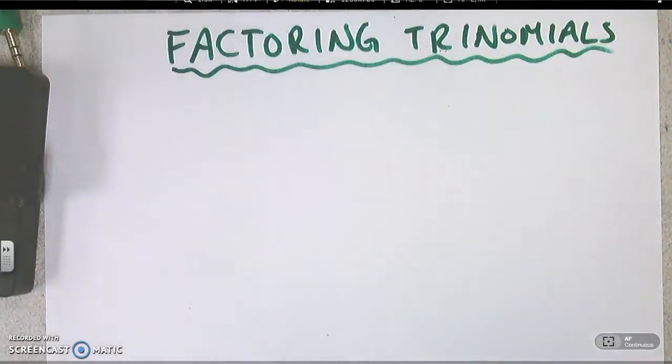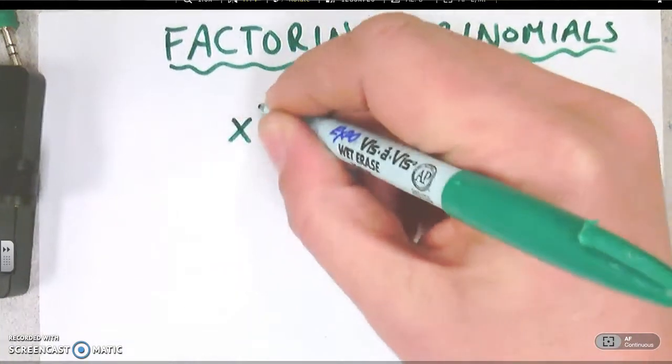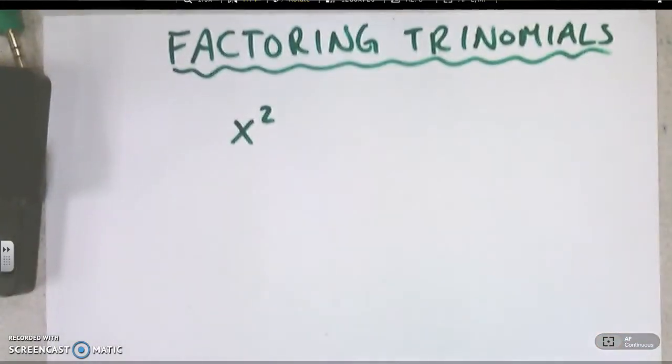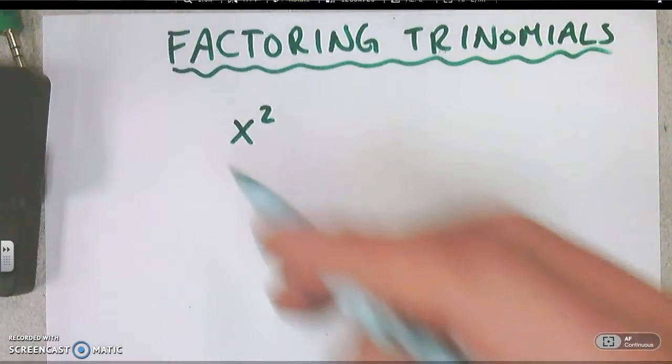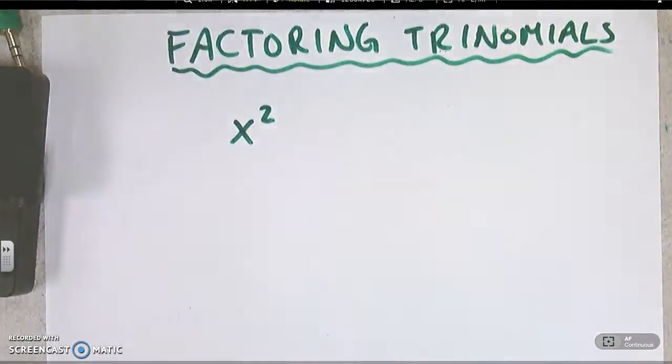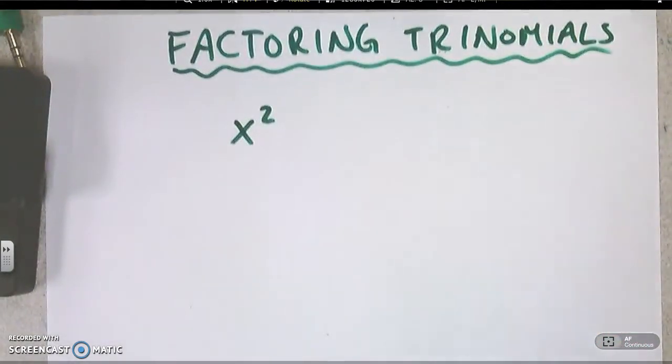Okay, students, I'm going to try and explain the two types of factoring we've seen so far. Both of these are called trinomials because they have three terms, and there's basically two different categories we've seen so far. The first one is if you have something just with an x squared, nothing in front. We'd say it has no coefficient, or it has a coefficient of 1, technically.